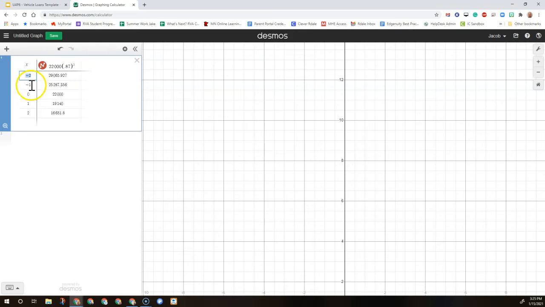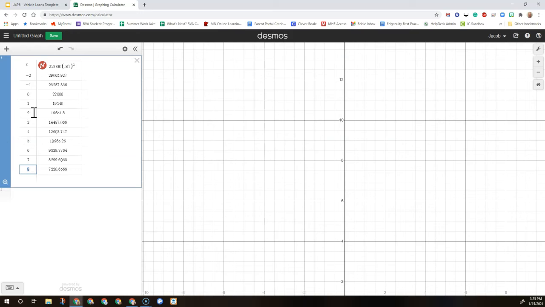So for these, we can actually ignore the negative numbers. It doesn't make sense to have negative years. But 0 years, that's the initial. That's like when the car is brand new, it's $22,000. So after 1 year, it went down to $19,140. After 2 years, it went down to $16,651.80. And I can put my cursor there and I can hit enter several times.